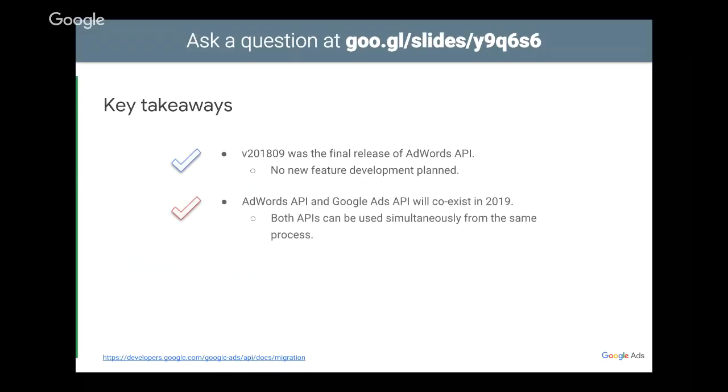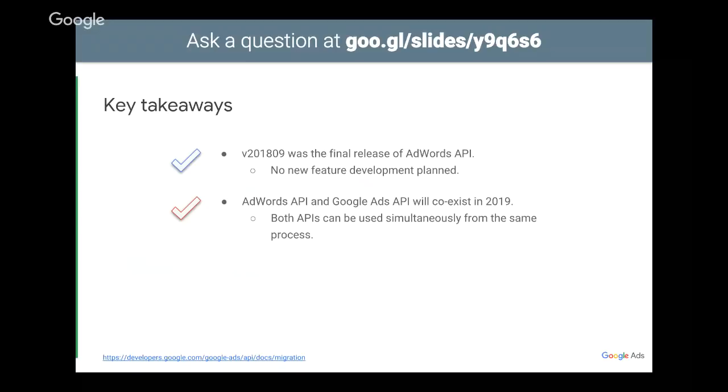Another important side effect is the AdWords API and the Google Ads API will coexist in 2019. They will both be production APIs that you can use side by side, and that side by side notion goes more than just both of them being in production at the same time. You actually can use both APIs simultaneously in the same client code, in the same process. Both SDKs, both client libraries, can be in the same project, and you can use these two APIs side by side. So that gives you a lot of freedom in how you can migrate.